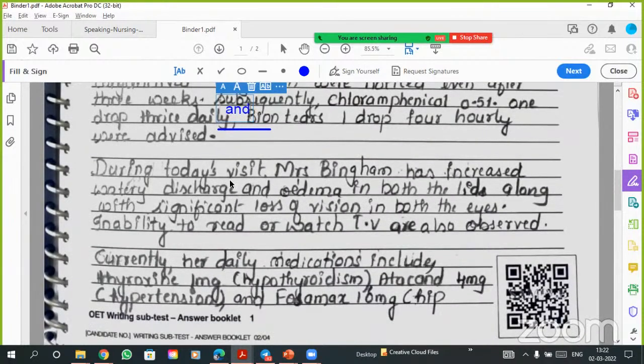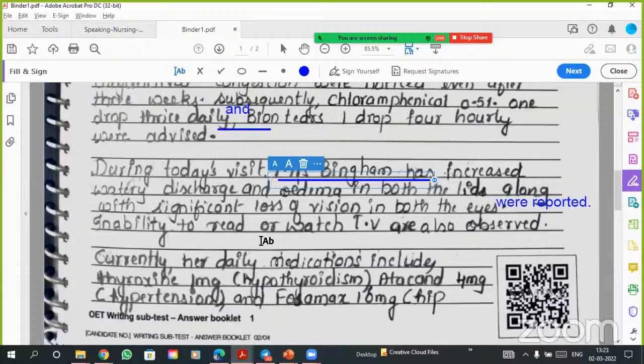During today's visit, Mrs. Bingham has increased watery discharge. Why do you want to say every time Mrs. Bingham? Avoid that one. Increased watery discharge and edema in both the lids, along with significant loss of vision in both the eyes, were reported. You can remove that and say were reported. It is understood Bingham only. Why write has increased in active voice? Were reported is passive voice, so use passive voice.